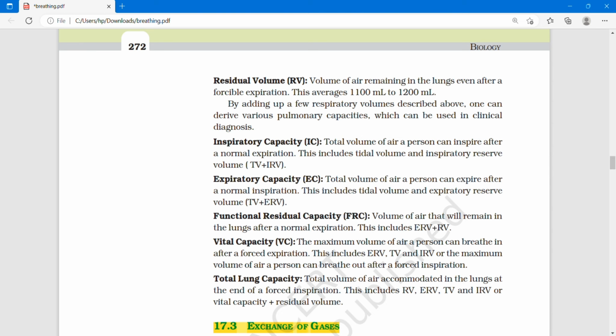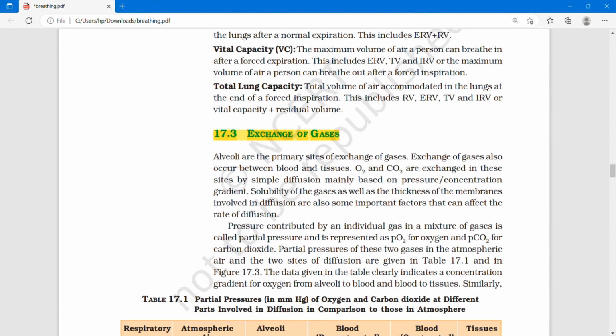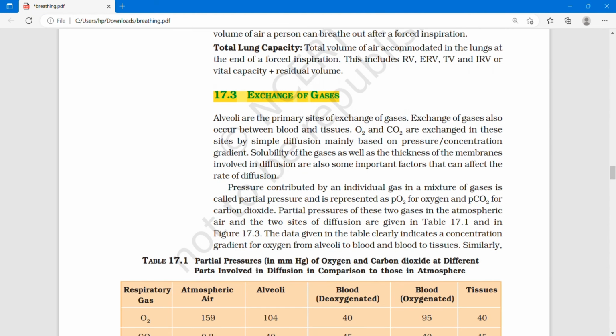Vital capacity, that is VC. This is the maximum volume of air a person can breathe in after a forced expiration. This includes ERV, TV, and IRV, or the maximum volume of air a person can breathe out after a forced inspiration. Total lung capacity. Total volume of air accommodated in the lung at the end of a forced inspiration. This includes RV, ERV, TV, and IRV, or the vital capacity plus residual volume. So the next topic is 17.3, that is exchange of gases.